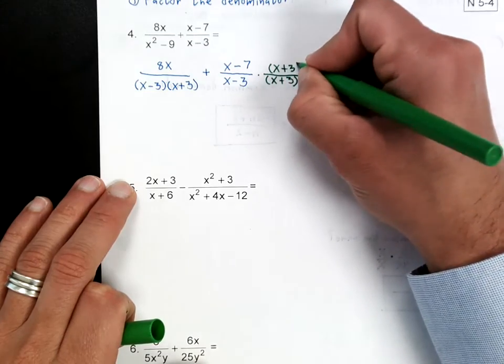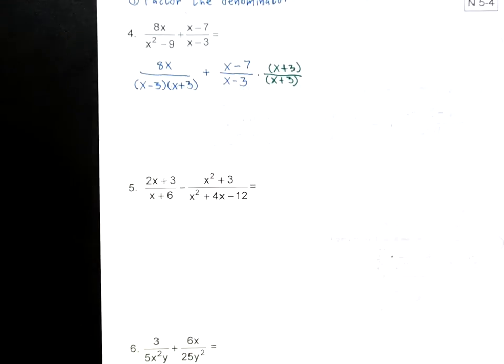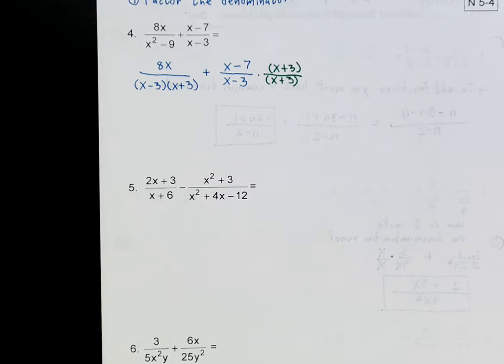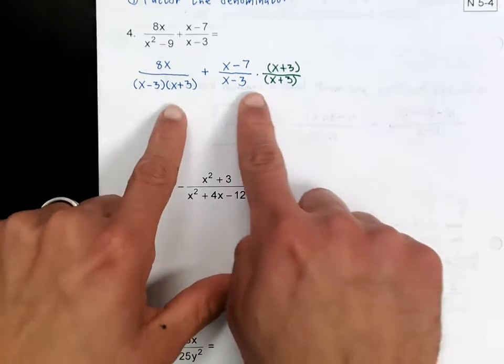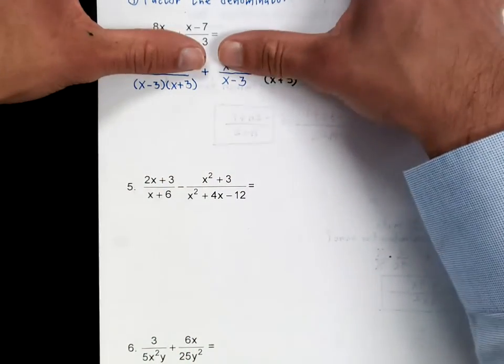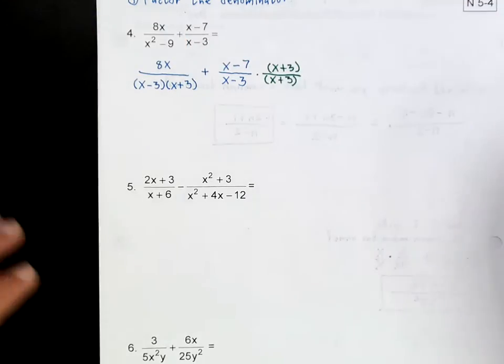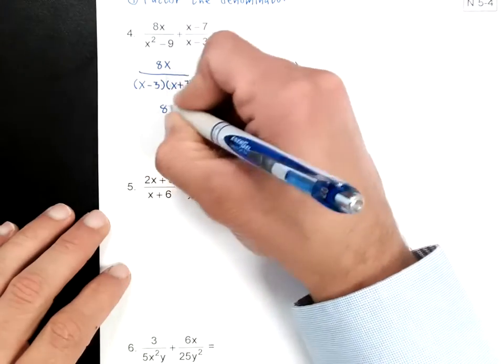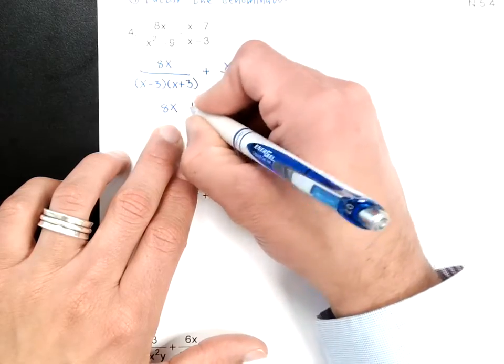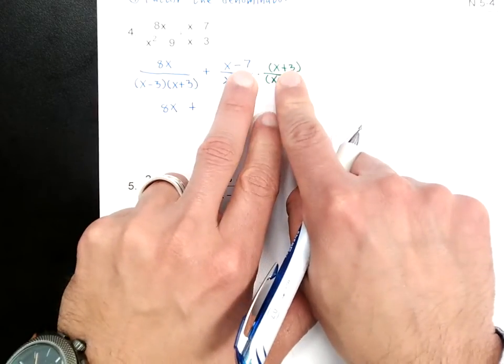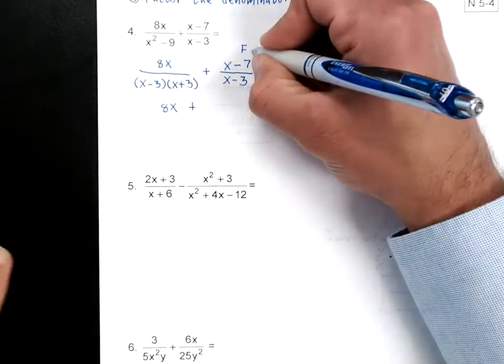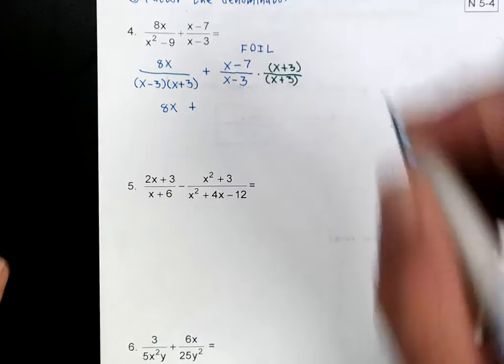So for me, it's a lot easier to do this type of rational addition, because it's easier for me to see what I'm missing. Now look at the denominators again. The denominators are exactly the same. X minus 3, x plus 3. Alright, so this one, there's no need for me to do anything with this, but on this one, I'm going to have to FOIL this, all right? So FOIL that.